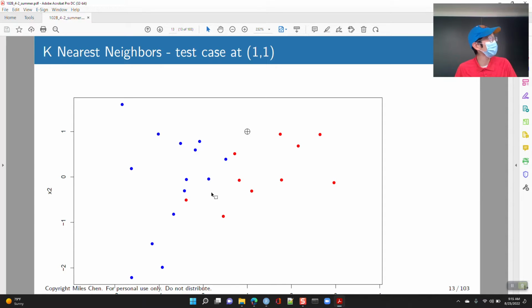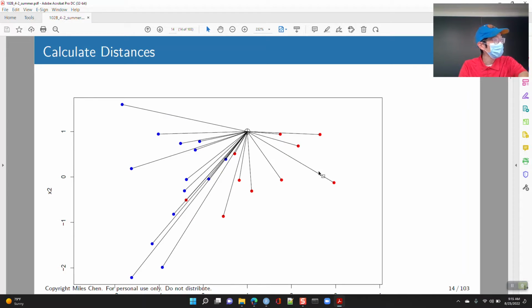Red. Okay. For k equals 1. What about k equals 5? Still red, right? It seems pretty clearly on the red side, but we'll go ahead and check it out. So again, measure the distances.